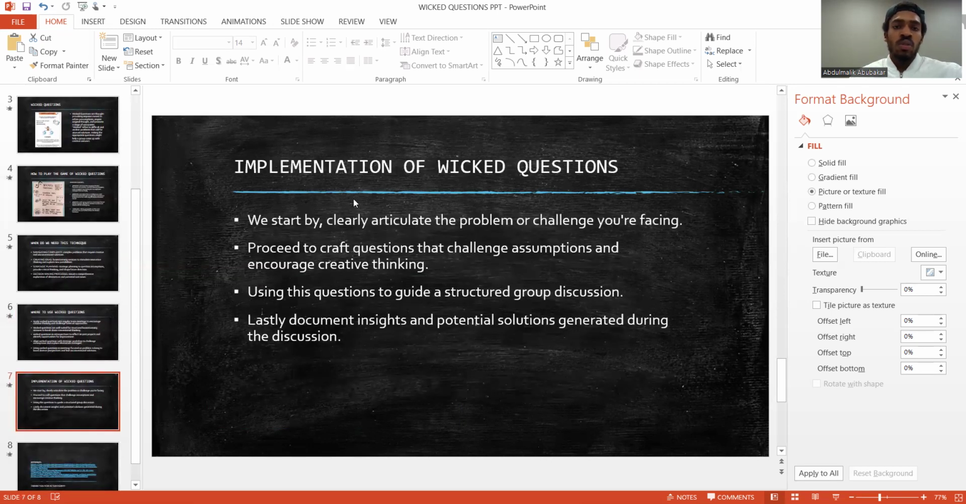Now let's look into ways we can implement wicked questions. We start by clearly articulating the problem or challenges you are facing. Then we proceed to craft questions that challenge assumptions and encourage creative thinking. Next, we use the questions to guide a structured group discussion. And lastly, we document insights and potential solutions generated during the discussion.